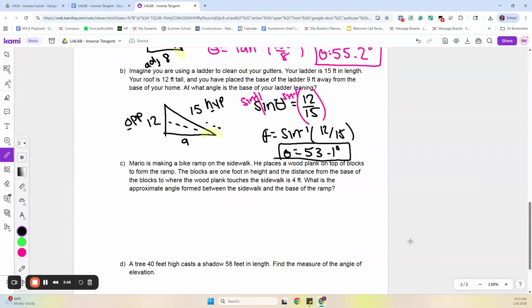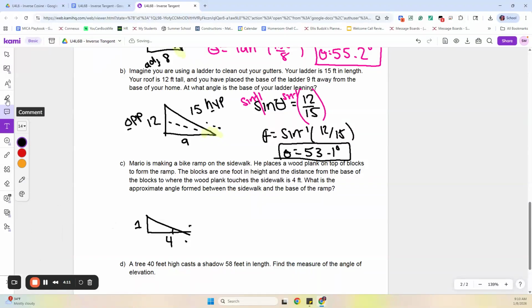Part C, Mario is making a bike ramp on the sidewalk. He places a wood plank on top of blocks to form a ramp. The blocks are 1 foot in height. So height is 1 foot. And the distance from the base of the blocks to where the wood plank touches is 4. What is the approximate angle formed between the sidewalk and the ramp? So again, we're looking for this angle over here.